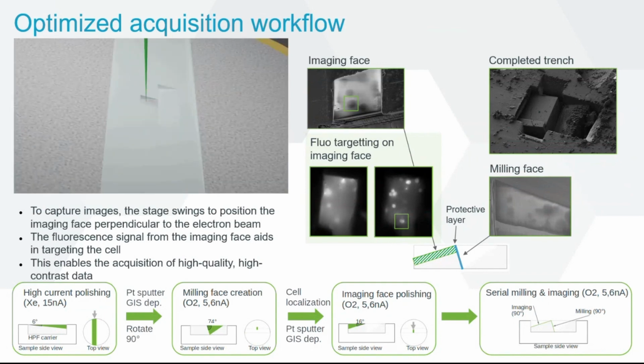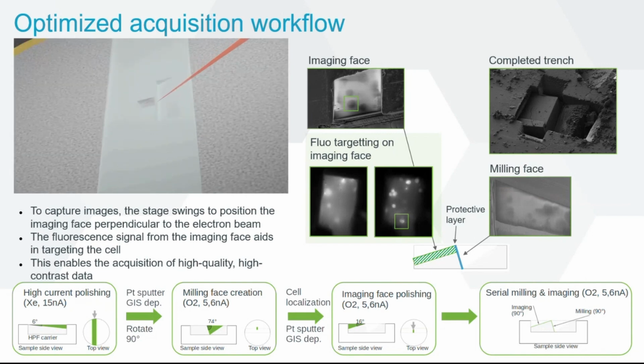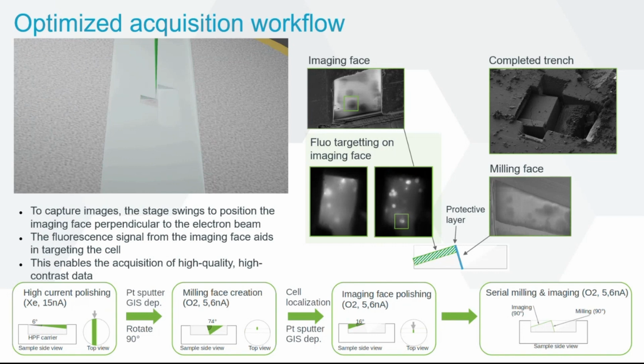So that's why the acquisition workflow has been established. It consists of multiple steps. The main step is the milling trench creation that allows milling at 90 degrees with respect to the sample surface, and also imaging phase creation that allows perpendicular imaging. This is the image of a trench. And if you really need to reconstruct an entire cell, it is very beneficial to have a fluorescent module for navigation.